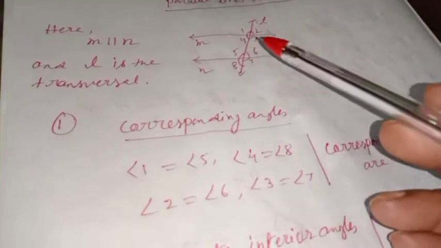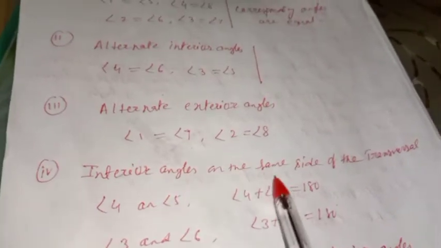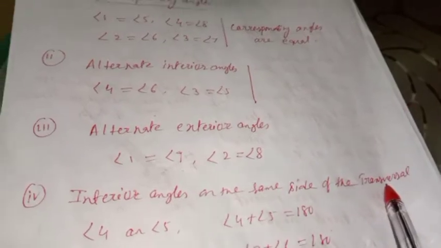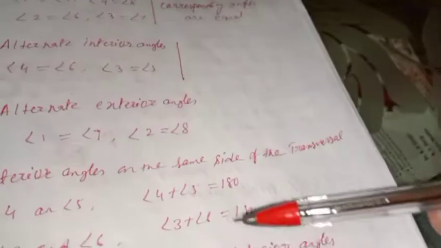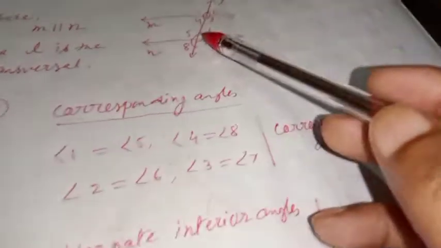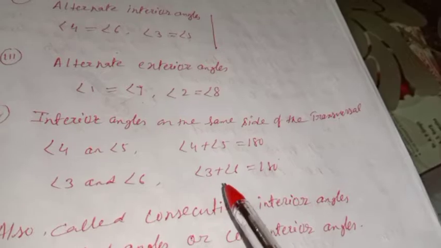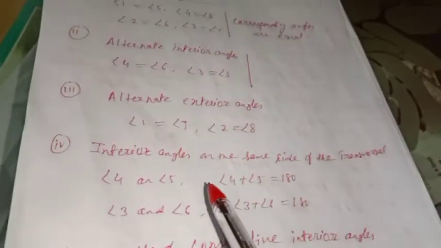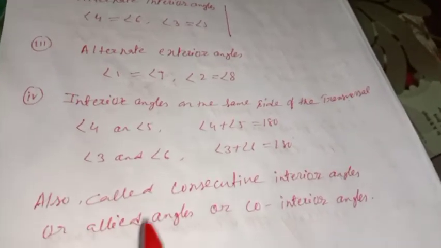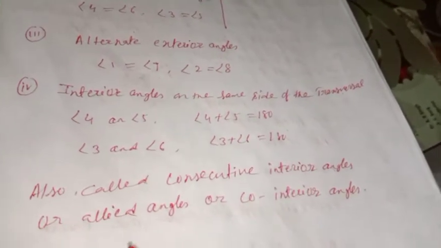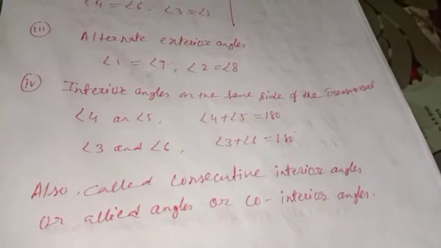One more thing: 4 and 5, and 3 and 6. They are interior angles on the same side of the transversal. They are not equal. Don't forget, interior angles on the same side of the transversal are not equal. But the sum of these two angles is always 180 degrees: 4 plus 5 is 180, and 3 plus 6 is also 180. Interior angles on the same side of the transversal are also called consecutive interior angles, allied angles, or co-interior angles.